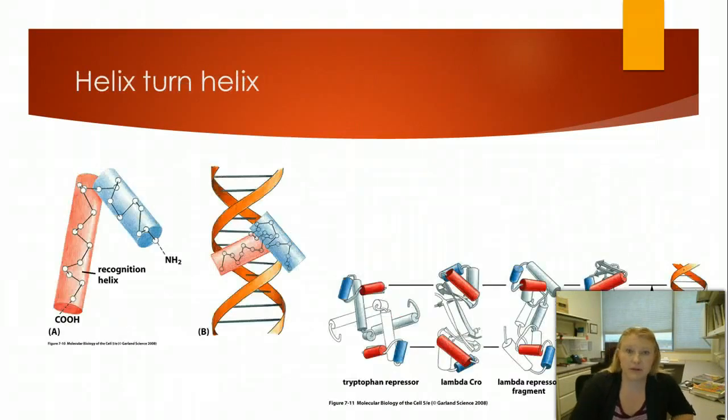So the first example of transcriptional switches we're going to talk about is helix-turn-helix. In this example, you can see we have 2 alpha helices. This red alpha helix is called the recognition helix, and it's going to bind directly to the DNA. The blue alpha helix is going to bind to the backbone of the DNA and provide stability. And so that shows you how a helix-turn-helix works.